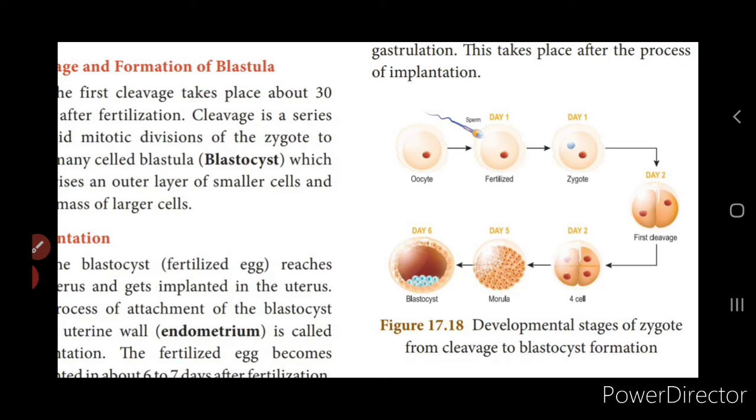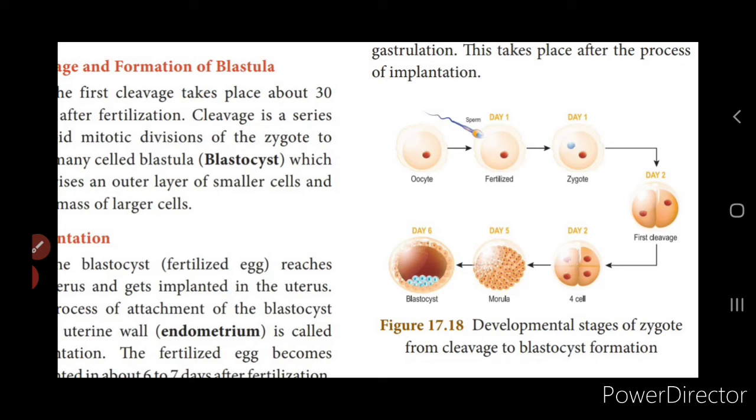So once the implantation takes place, the next step is the formation of the germ layers, that is the ectoderm, endoderm, and the mesoderm. Now the next process is the organogenesis. Organogenesis in the sense formation of the organs. So once these germ layers, that is the ectoderm, mesoderm, and the endoderm are formed, now it will initiate the process, that is the development of the various organs of the fetus will take place.